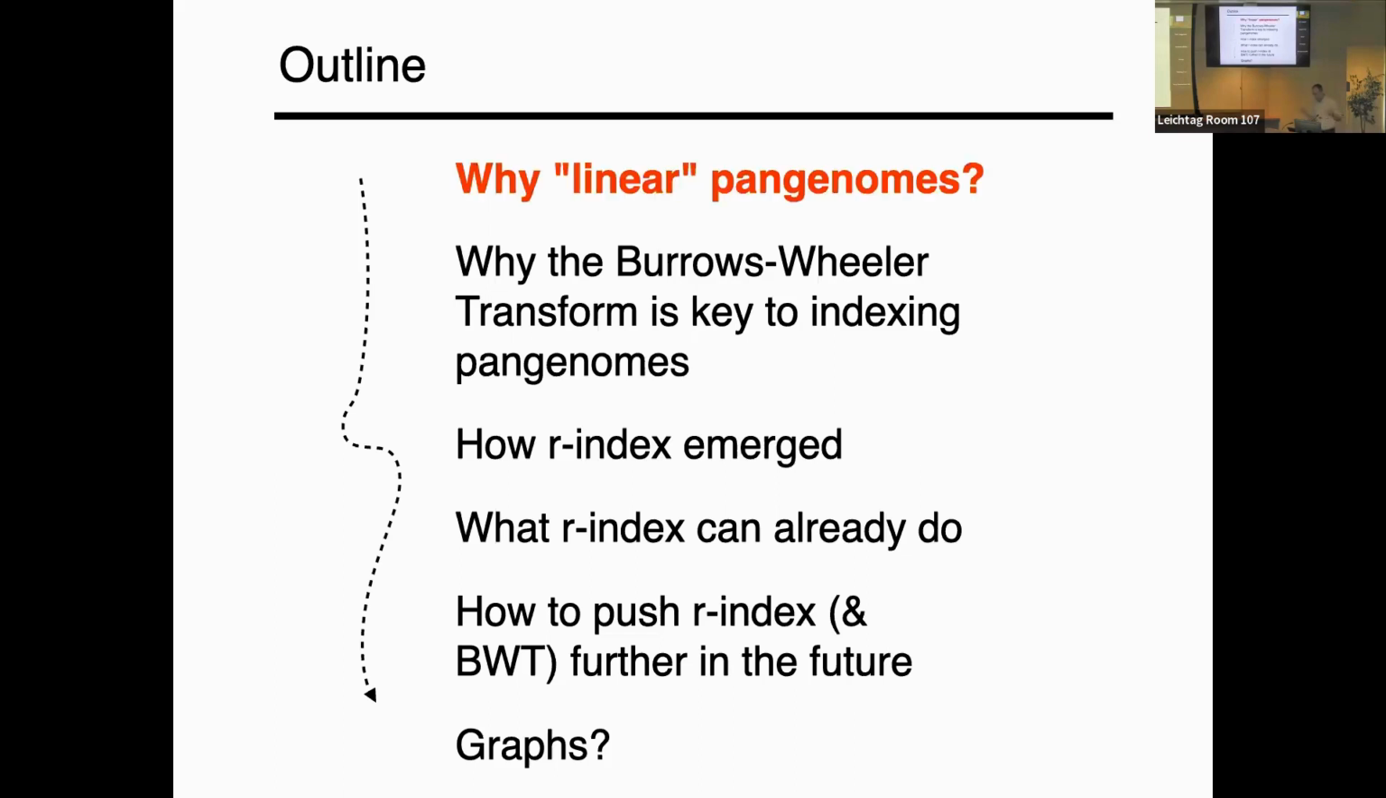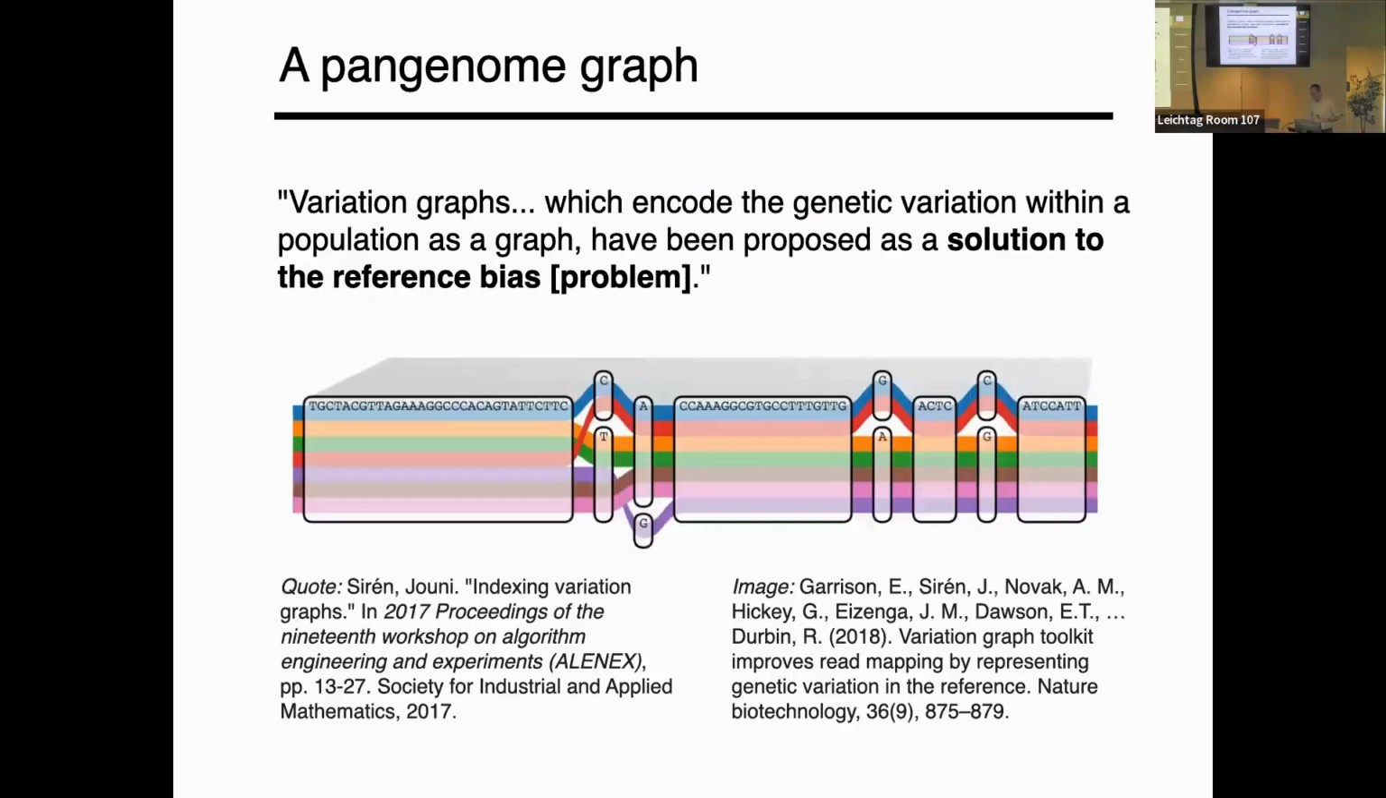So let me start with why we were compelled to look at pangenomes that are linear. Linear in the sense of they consist of collections of linear reference genomes. They are not collapsed into a graph. They are separate. They are left alone. Okay, well, here's a picture of a variation graph. This is from the VG paper.